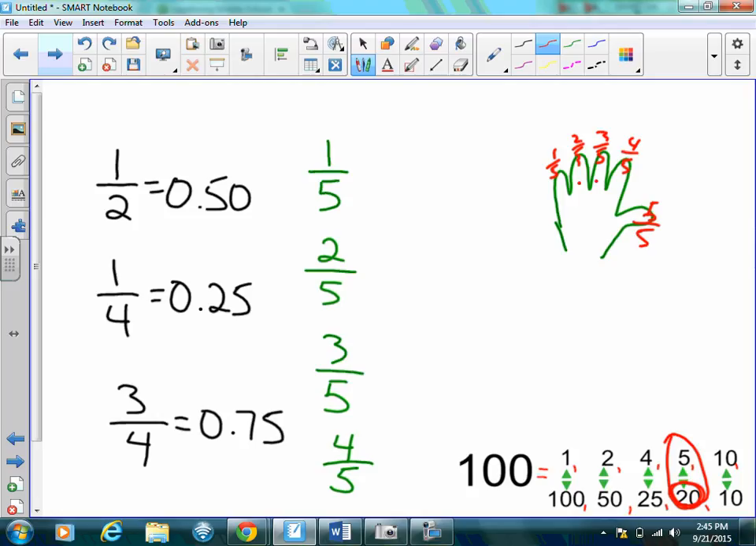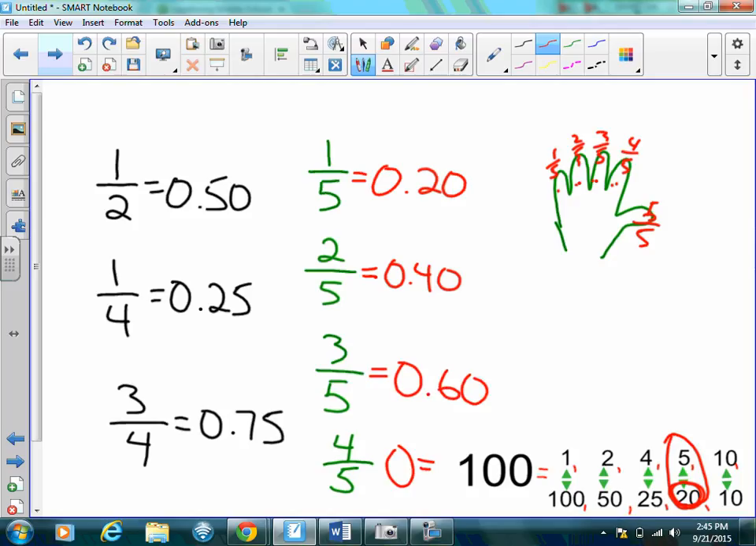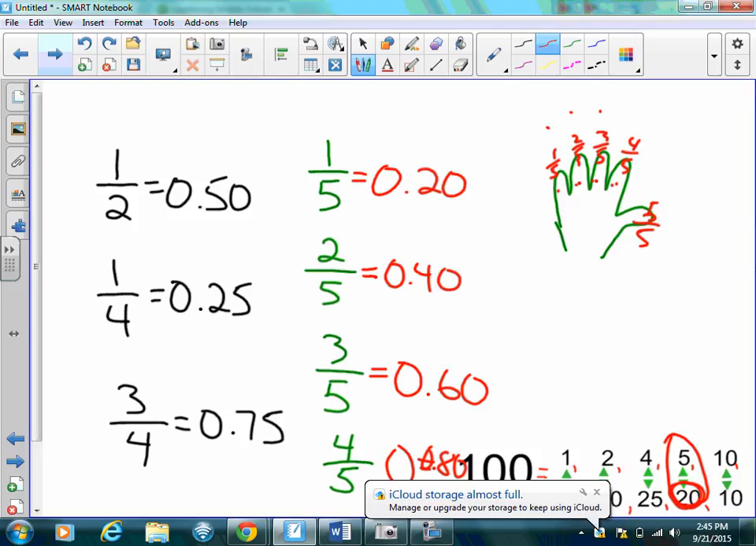So check this out. 20, 40, 60, 80. One more time. 20, 40, 60, 80. So 1/5 would be 20 cents. 2/5 would be 40 cents. 3/5 would be 60 cents. And of course, 4/5 would be 80 cents. Now what's Mr. Hank doing? He's doing it mentally. Okay? Again, 20, 40, 60, 80, a whole one.